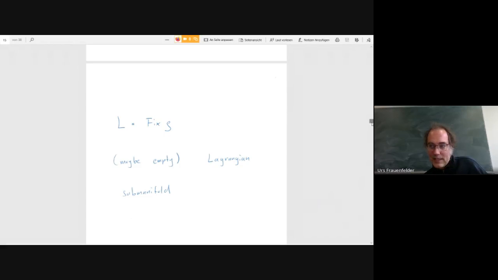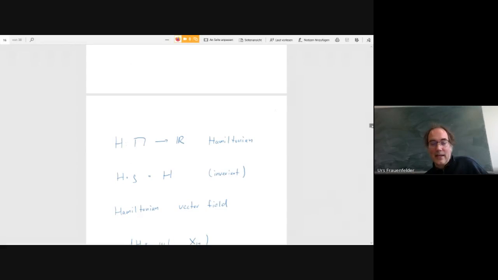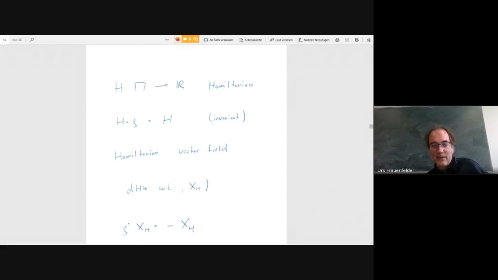And now we additionally need a Hamiltonian, and the Hamiltonian should be invariant. So the Hamiltonian is invariant, but the symplectic form is anti-invariant. So what happens with the Hamiltonian vector field? It is defined via the Hamiltonian and the symplectic form. This is invariant, this is anti-invariant, so the Hamiltonian vector field will also be anti-invariant. So we have rho star, the pullback of the Hamiltonian vector field under the anti-symplectic involution, will be minus the Hamiltonian vector field. And this is interesting dynamically, since if you have this structure, then you can look at brake orbits.